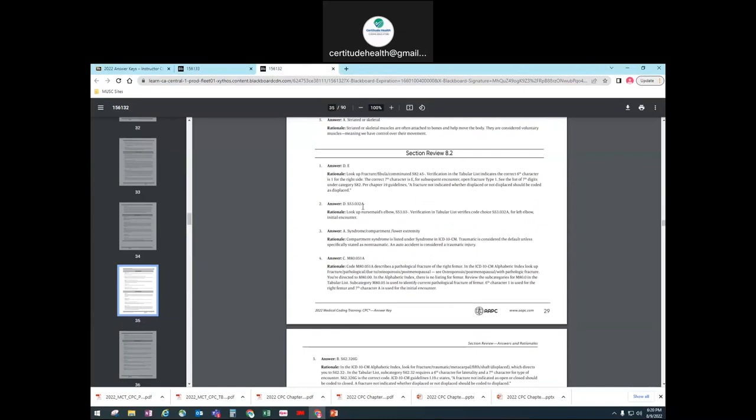diagnosis codes, if they say that it requires a seventh character, your seventh character is going to come from the tabular list. So you're always going to have to verify your code in the tabular list to determine what your seventh character is going to be. The A, seventh character, means that this is the initial treatment that the patient is seeking for this condition.